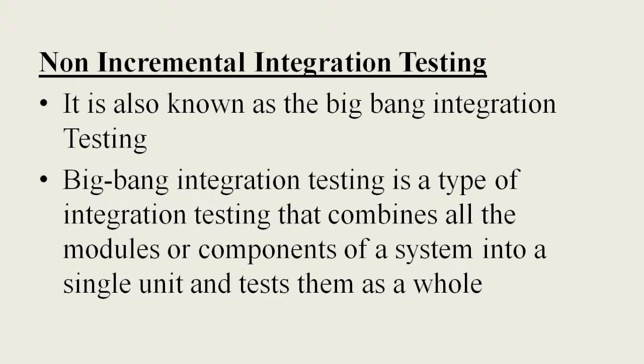In top down approach we just consider two modules, combine two modules and test. In bottom up approach we combine two modules and test. But by combining the entire modules which are available in the application and then testing the application, that is named as the Big Bang approach. Big Bang approach means combining the entire modules which are available in the application.